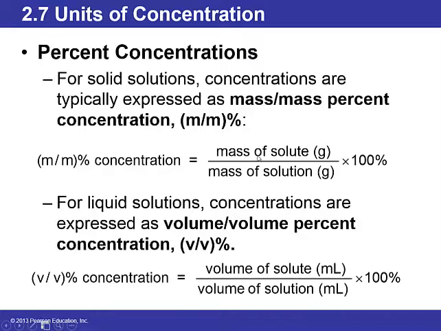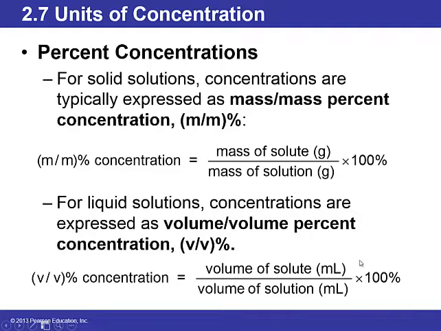For percent concentrations, if we have solid solutions, concentrations are usually expressed as mass percents. So you'd have the mass of the solute in grams over the mass of the entire solution, which is going to contain both the solute and the solvent. You get the actual percent by multiplying this times 100. If you have liquid solutions, concentrations will often be expressed as volume percent, where you'll have the volume of the solute in milliliters over the volume of solution in milliliters multiplied by 100 to get the concentration.